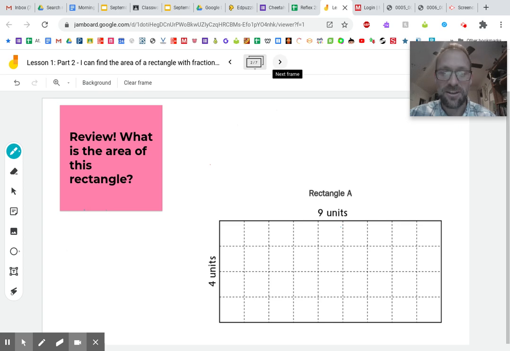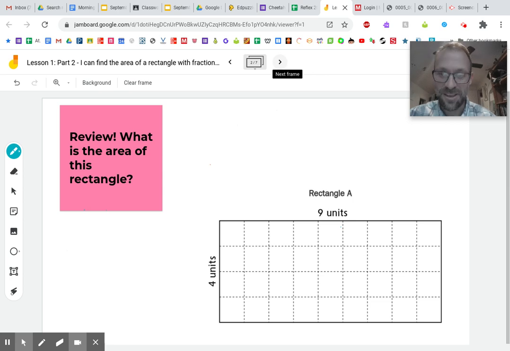Here is another rectangle. What I'd like you to do is to find the area of this rectangle and then explain or name which strategy you used. Okay, so in Edpuzzle, write the area of this rectangle and then write which strategy you used. I'll meet you on the other side of this problem. Work hard.